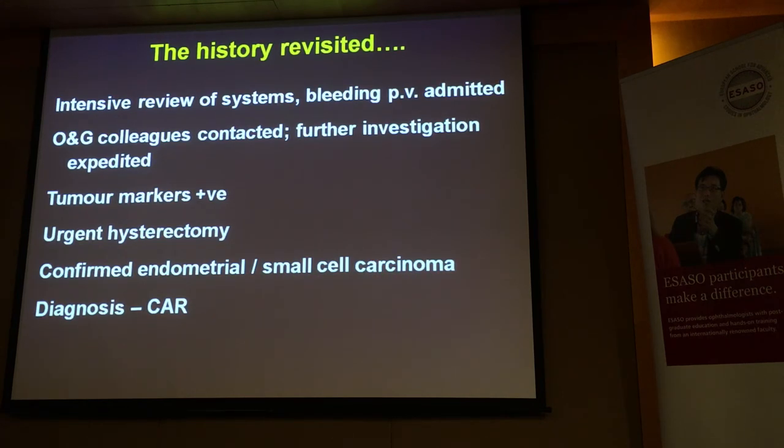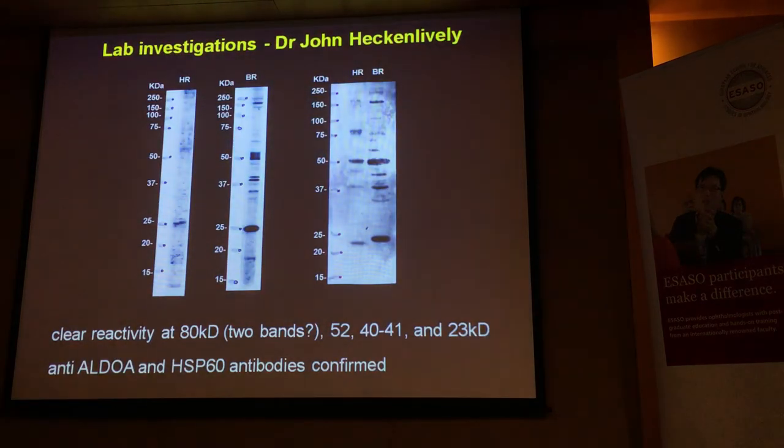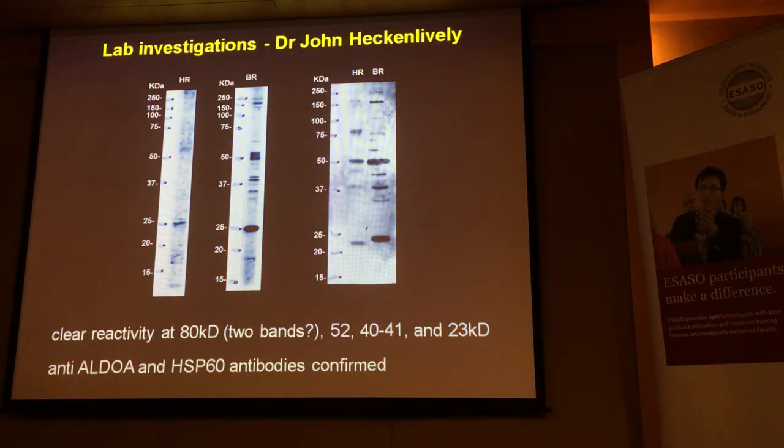and she has come. John Heckenlively kindly did some Western blots for us to look for anti-retinal antibodies, and there's a 23 kilodalton band, which is consistent with anti-recoverin, and there's a whole bunch of other stuff, including heat shock proteins, ALDOA. We don't know what these do. And that's one of the issues, of course. When you do anti-retinal antibodies, you get all these results back and you look at them, what the hell does that do? And we don't know.